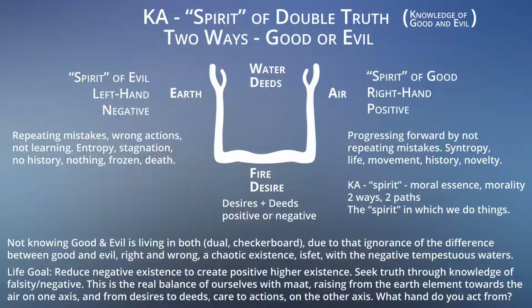If you keep repeating mistakes, you're just going to keep digging a hole for yourself. But when you don't repeat the same mistakes and you learn, that's positive. You're going forward. That's syntropy. That's life. That's movement. That's history. And that's novelty. Because if you don't correct your mistakes, you just keep creating the same thing over and over. That's not real history. That's not new things.